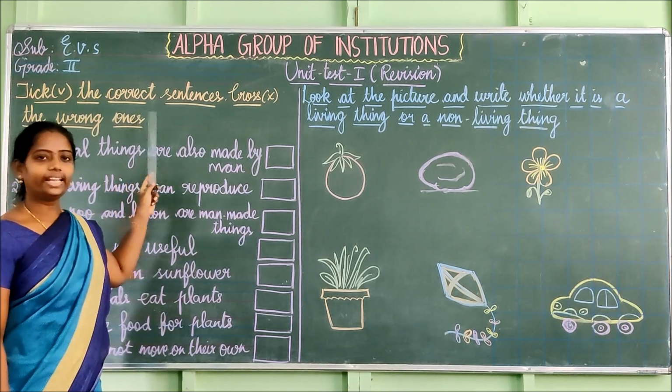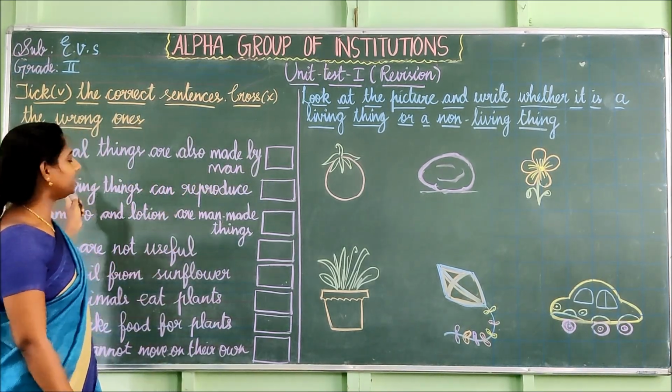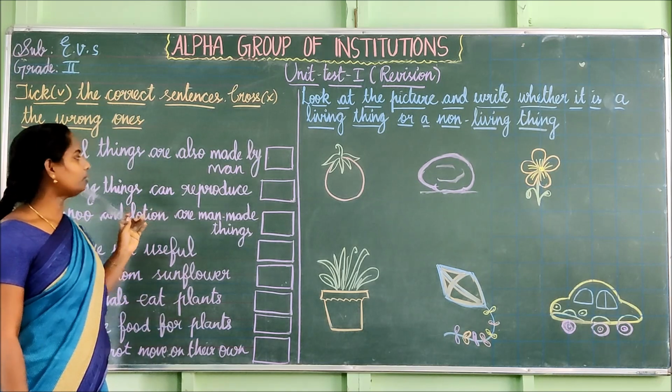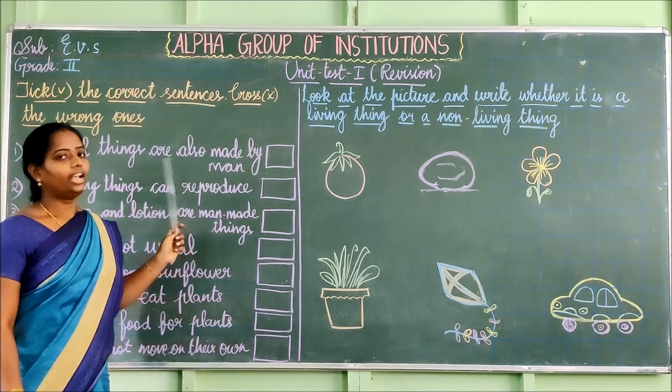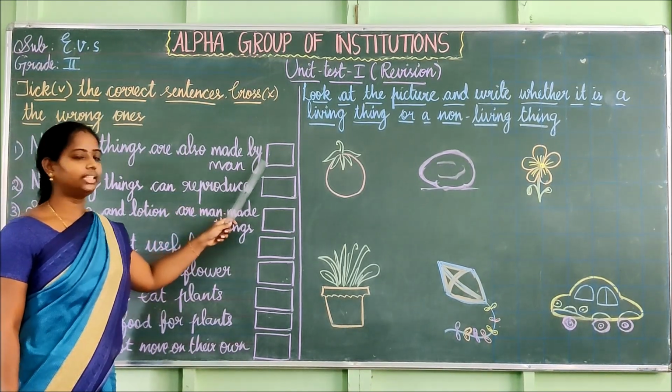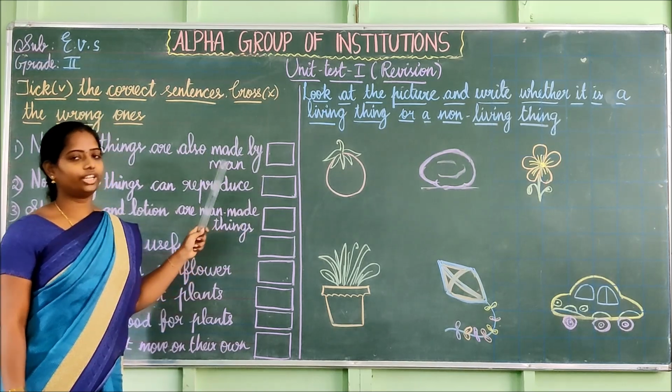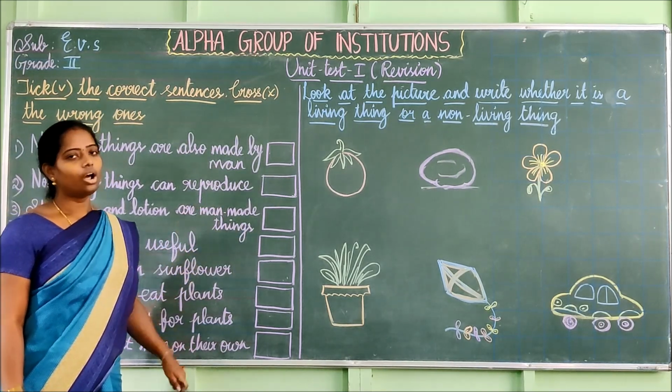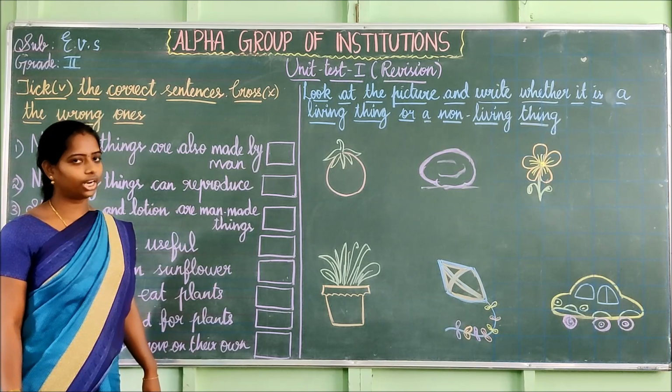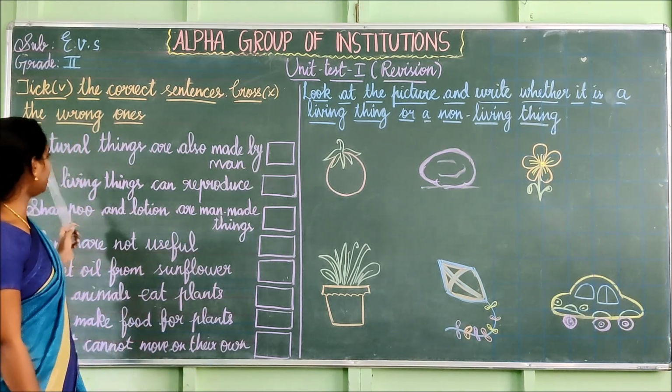Take the correct sentence, cross the wrong ones. Okay? You have to read the statement. If it is correct, you have to put your tick in the given box. And if it is a wrong statement, you have to put your wrong in the given box. Okay, children? Shall we start to see the first one?